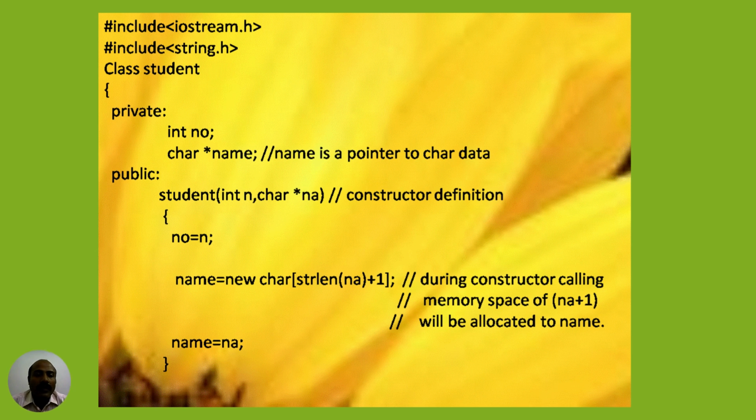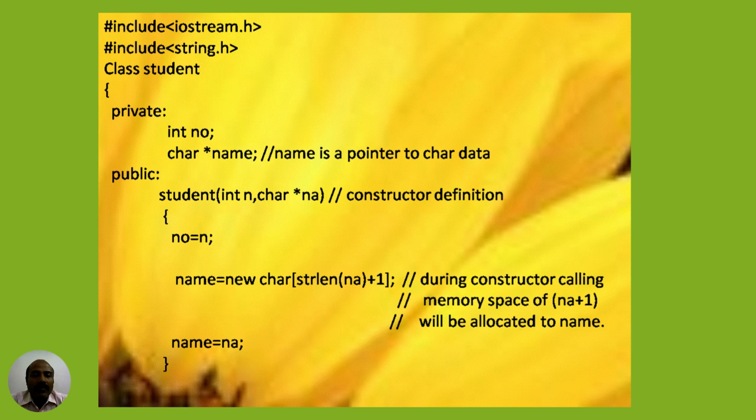Here we have one program. First we include the header file iostream.h and the header file string.h, and then class followed by the class name. The class name is student, and we declare the variables: number is a variable of type integer, and we declare another one, name, a pointer to character data. Here the asterisk, the star symbol, represents the variable as a pointer variable. What is a pointer? A pointer is used to store the address of another variable.